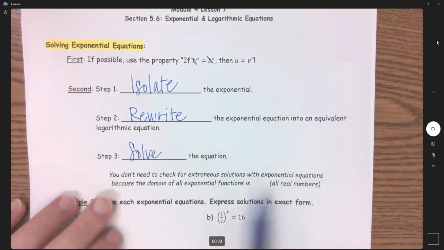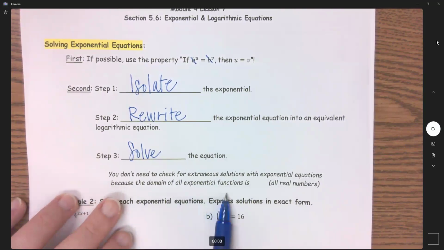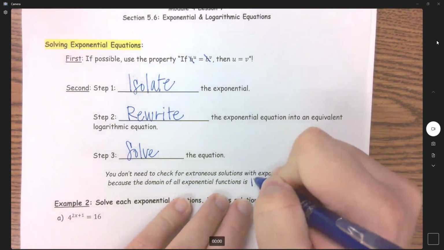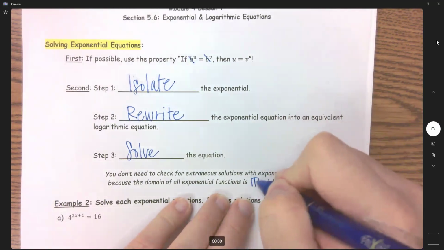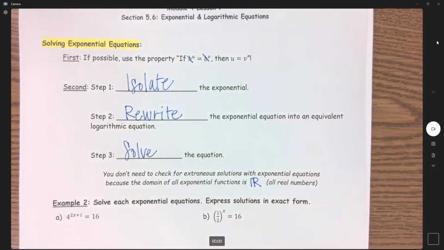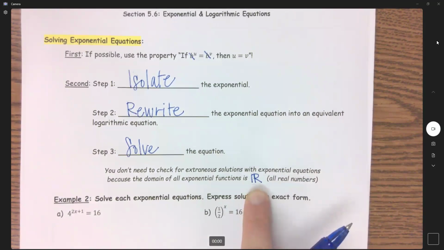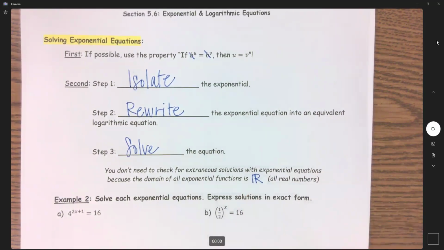Why? Because the domain of all exponential functions is, and your symbol for all real numbers is a double line with an R. The domain for all exponential functions is all real numbers. So because there's not any kind of restriction on its domain, whatever my answer is, is my solution. There is no plugging it in and checking anything.